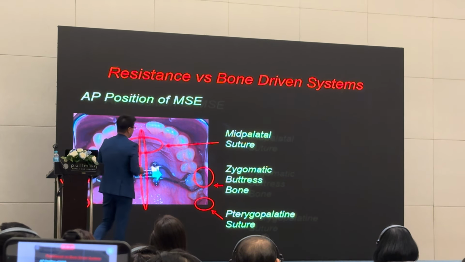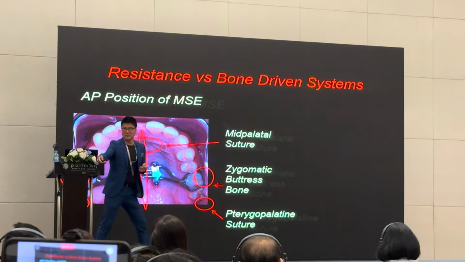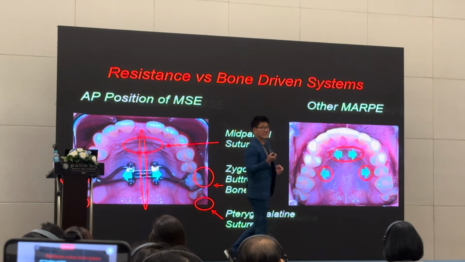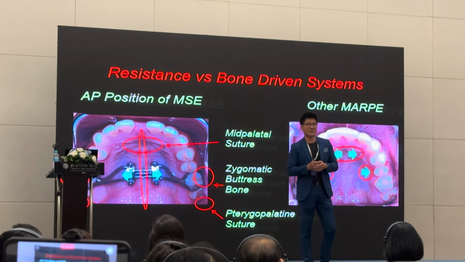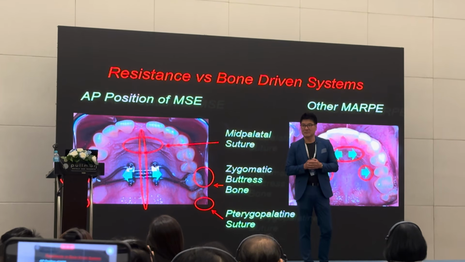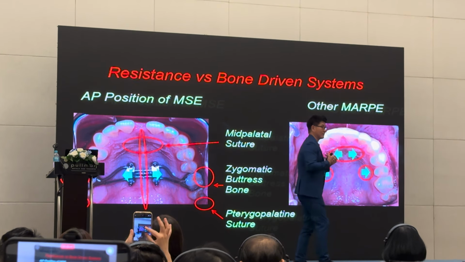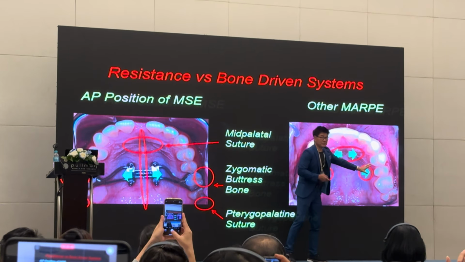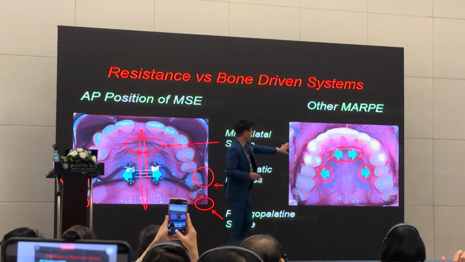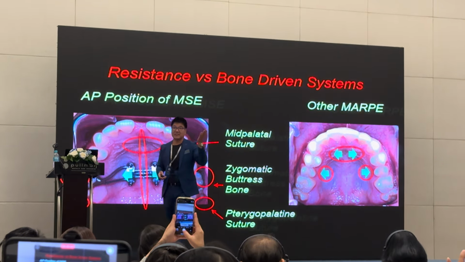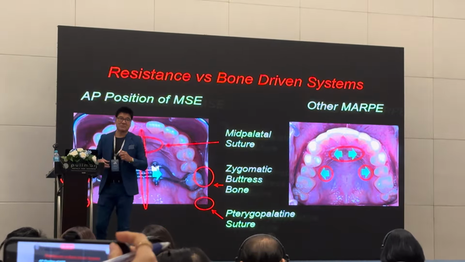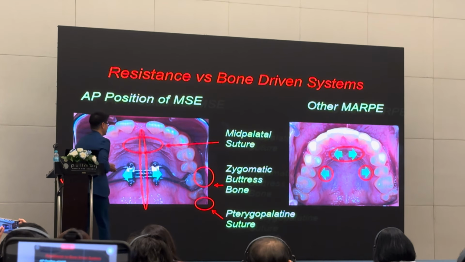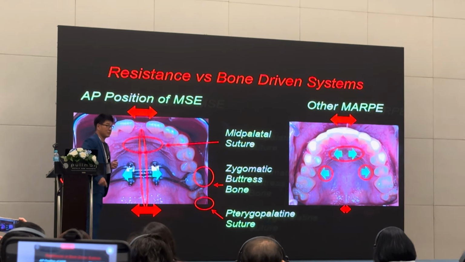The other system is what I call a bone-driven system. So what is a bone-driven system? It's a different concept. They don't really care about the force factor. They're looking for the best bone, right? So where would be the best bone in the palate? Usually the anterior palate, or the lateral walls of the palate. So if you look at the position of the anchor, it's relatively anterior. So a bone-driven system creates a force factor that's further away from the resisting structures. So the net result can be quite different.